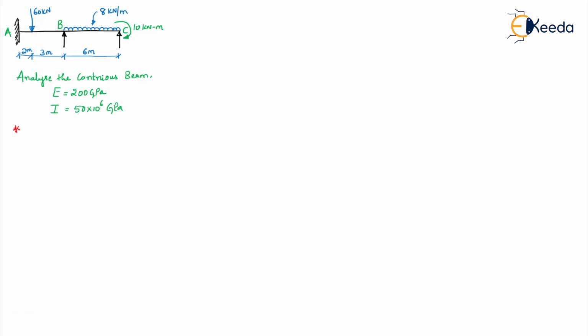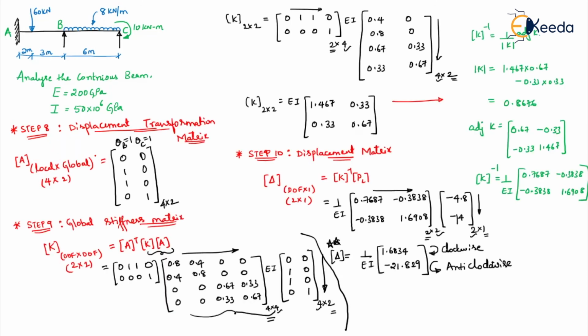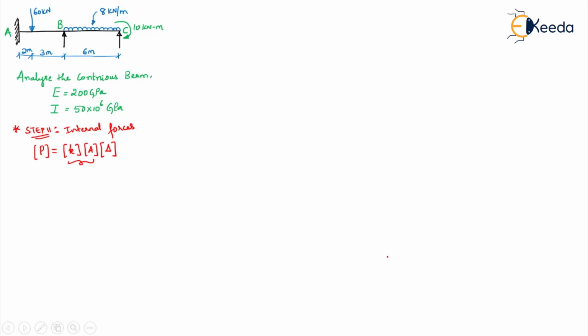Which step is this? Step number 11. Okay, so what is your step 11? It is to find your internal forces. So internal force is nothing but P. This is equal to K into A into your delta. So already you have K into A. We have calculated what is K into A. See here, this is your K into A value. That multiplied by your delta will give you the internal forces.